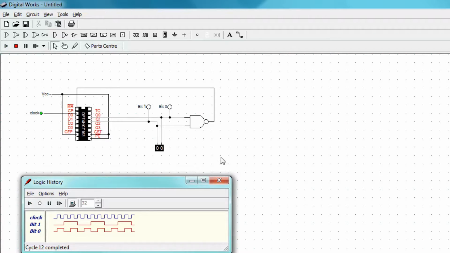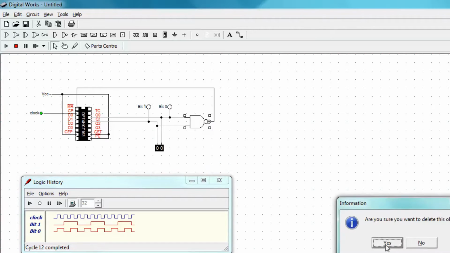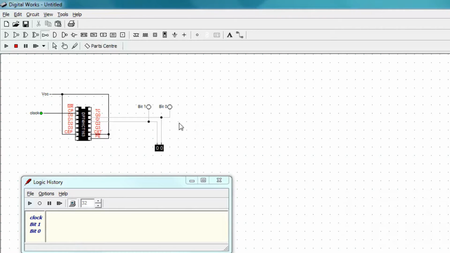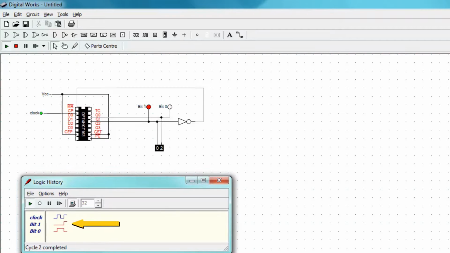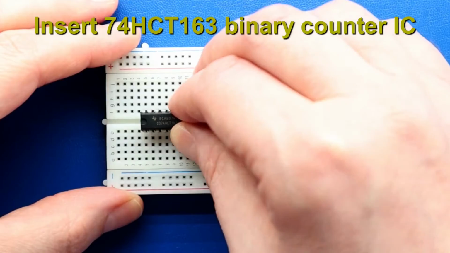Now we can use bit 1 of the output to reset the chip, since it only goes high after we've reached 2. But I want to send it through an inverter since a low resets the chip. Now, if we simulate this and look at the logic history, we'll see a 33% duty cycle output. Great! Let's try this on a breadboard.